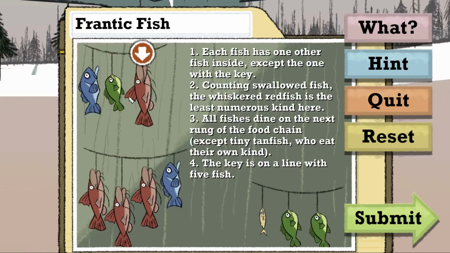We need 5 tan fish. That gets rid of the green and the tan fish. And then we need 5 green fish. Meaning that the blue fish both have to have green ones in them. And that means that the line on the bottom can have the 5 blue fish that we need.